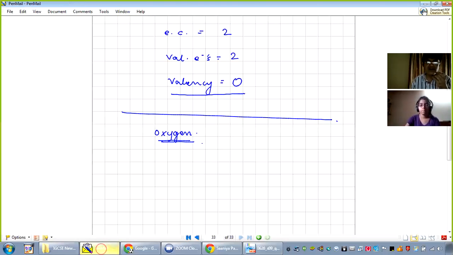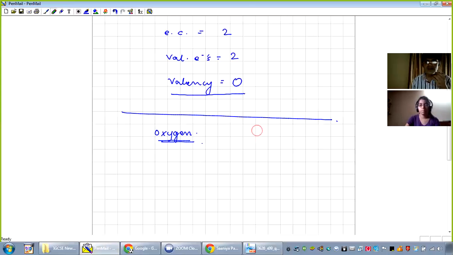Now coming back to that example, oxygen has atomic number 8. Its atomic mass number is 16. I'm going to write proton, electron, neutron for this. Protons are 8. Electrons will be 8. Neutrons will be 16 minus 8, so that's going to become 8.